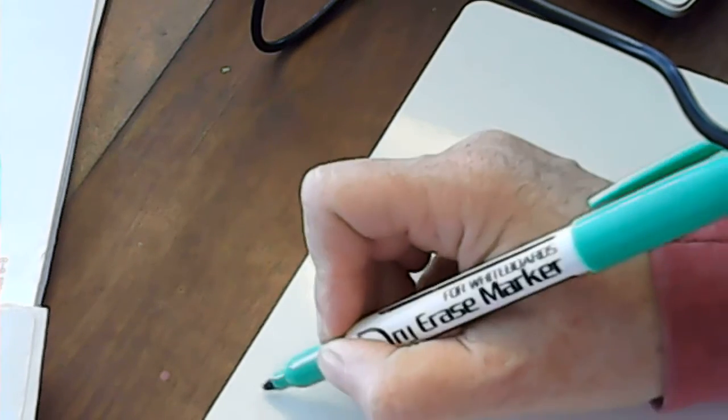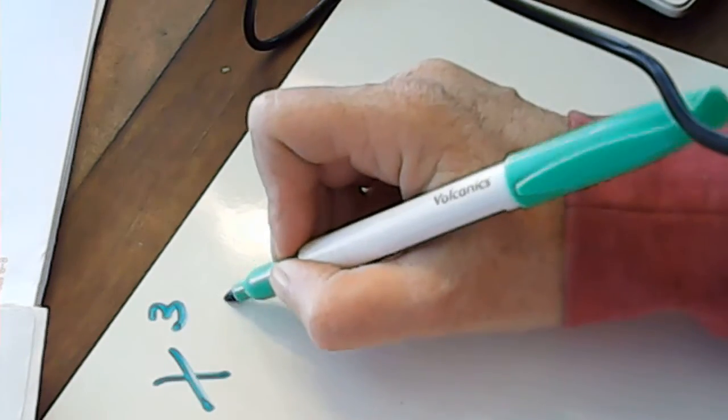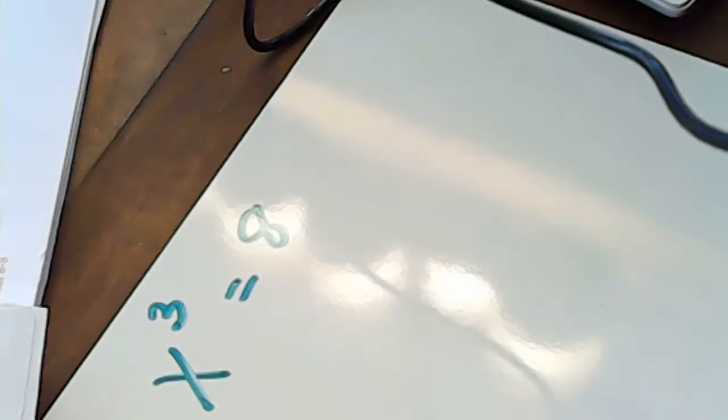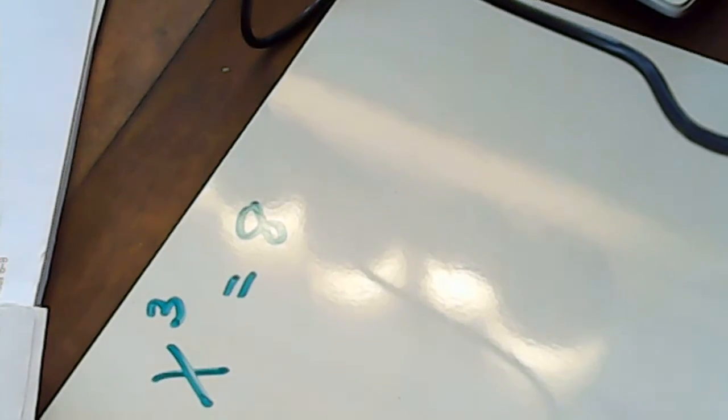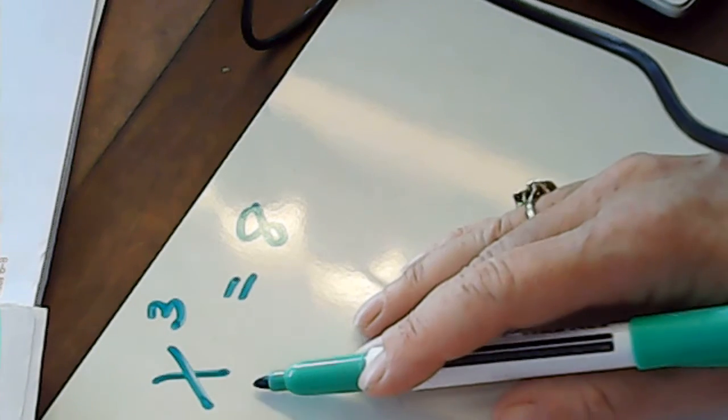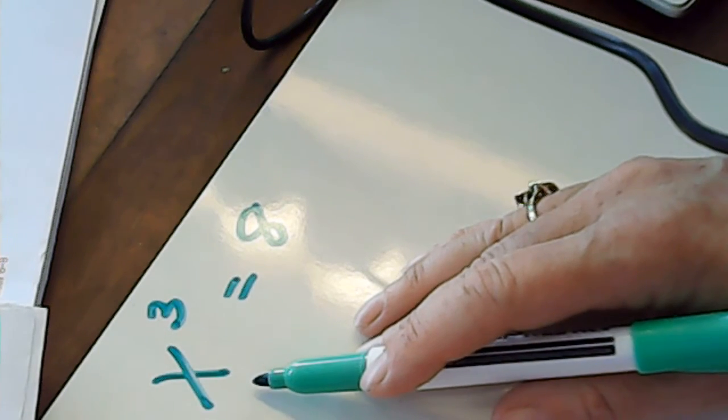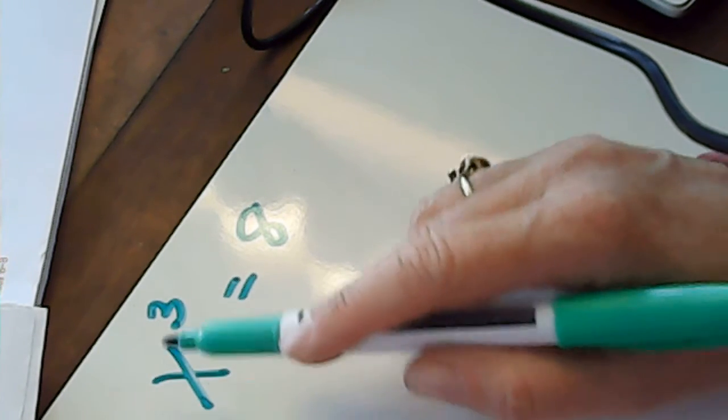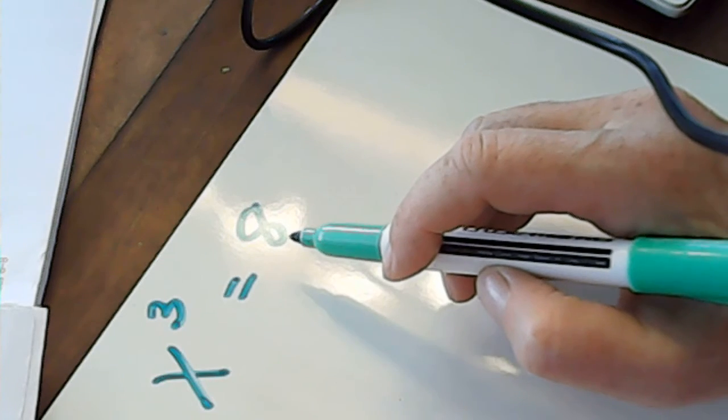I'm going to try another one like that. What if I had the cube root? x to the third power equals 8. Again, you could be saying to yourself, what number times itself 3 times gives me 8?